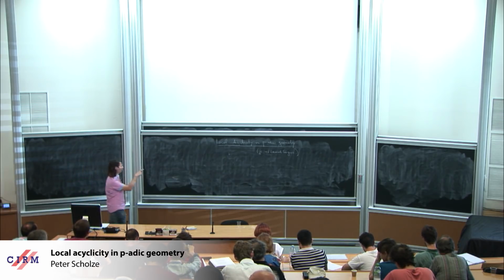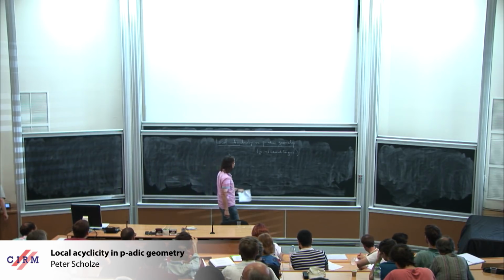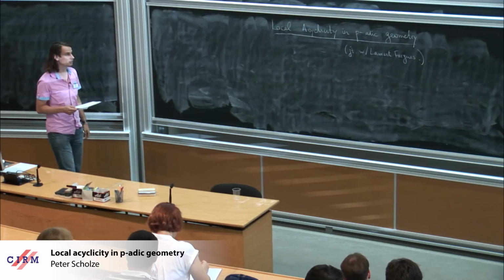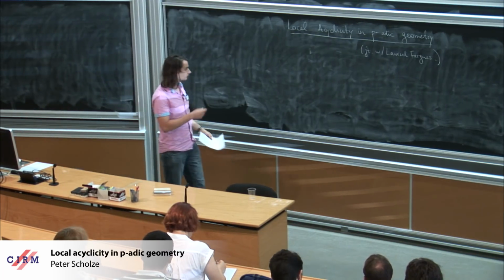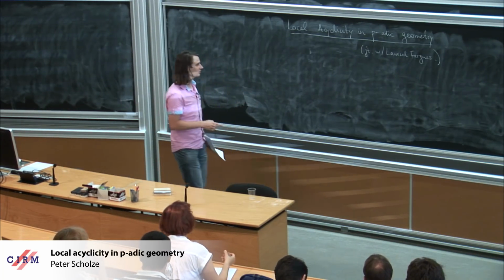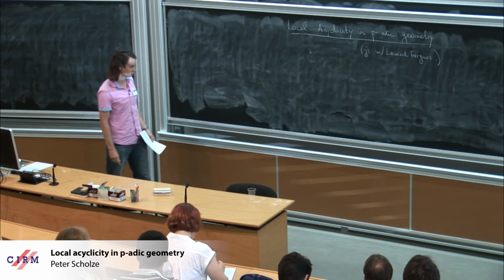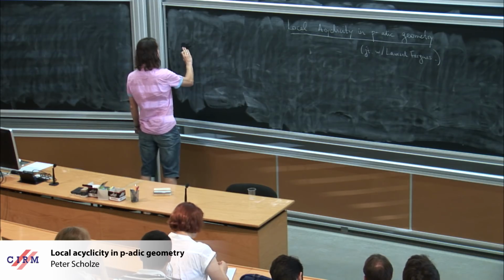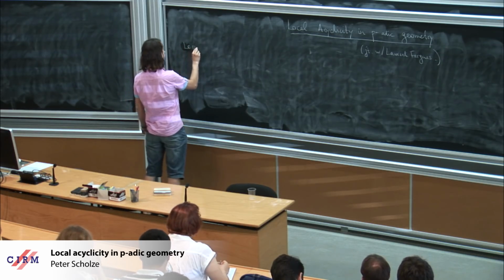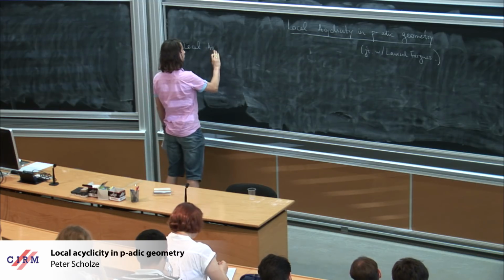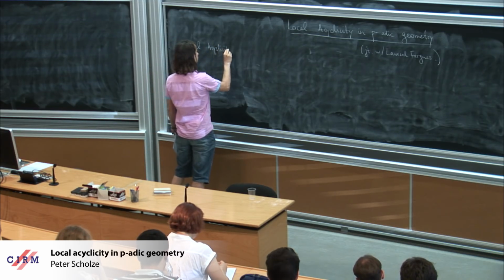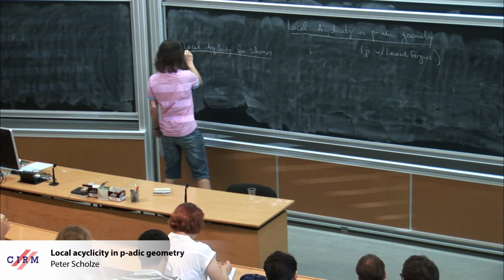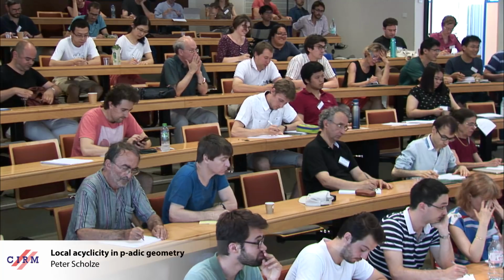So I want to speak about part of my long-term project with Laurent Fargues about a notion of local acyclicity in p-adic geometry. I want to mention the motivation in a second, but maybe it's best to first recall the definition in the world of schemes. So let's first recall local acyclicity for schemes. This was defined somewhere in SGA, I think.